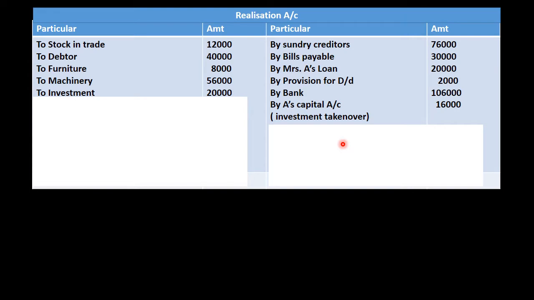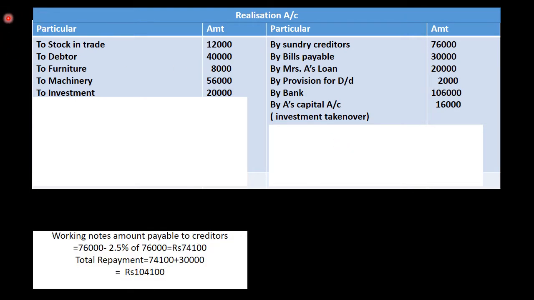After treating all the assets, we will start treating all the liabilities. But before making payment to liabilities, we have to compute the amount payable to creditors, since we have to repay them after a discount of 2.5%. Therefore, when we reduce 2.5% from 76,000, we will get 74,100. And in total, we have to repay 74,100 plus 30,000 for bills payable. In total, we will repay 1,04,100, which will be represented on the debit side of realization account.